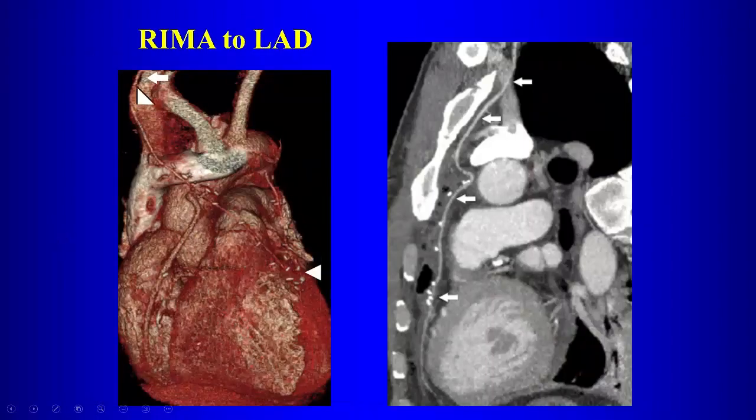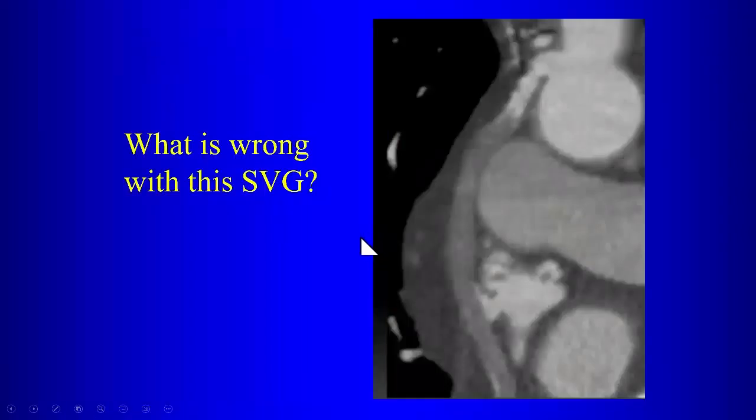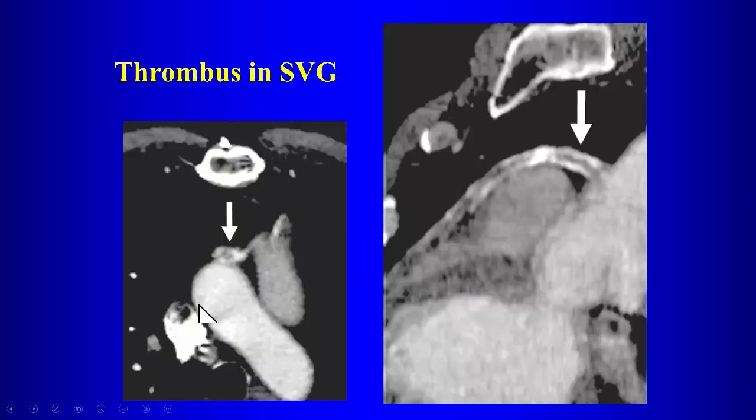Okay? So this is a right internal mammary artery graft here coming down. So here it is on the CT. You can see it coming down. These are all clips distally, which sometimes interfere with your ability to evaluate these grafts. What's wrong with this saphenous vein graft? Yeah, you can see that big thrombus there within that one, right? So it's got a thrombus in it. Here's another example, thrombus there on the saphenous vein graft.